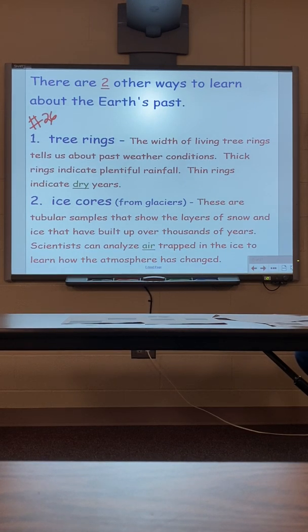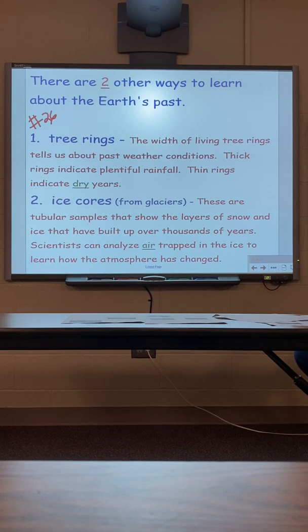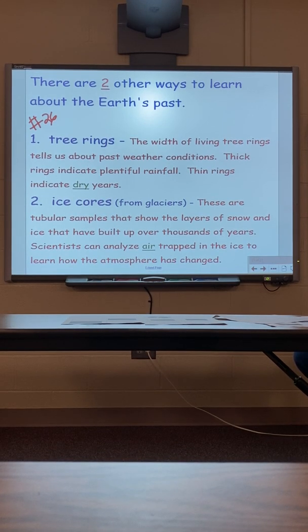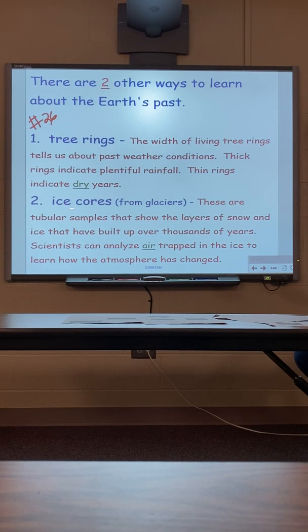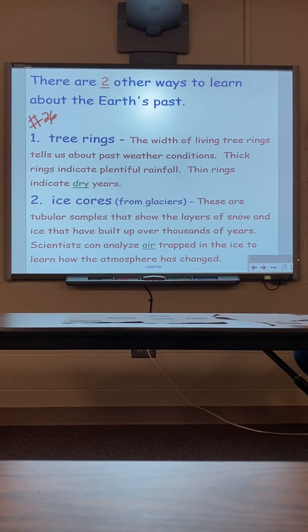You can see the rings inside the tree stem. It says the width of the living tree rings tells us about past weather conditions. Thick rings indicate plentiful rainfall, and thin rings indicate dry years. And the other thing we can use are ice cores from glaciers.